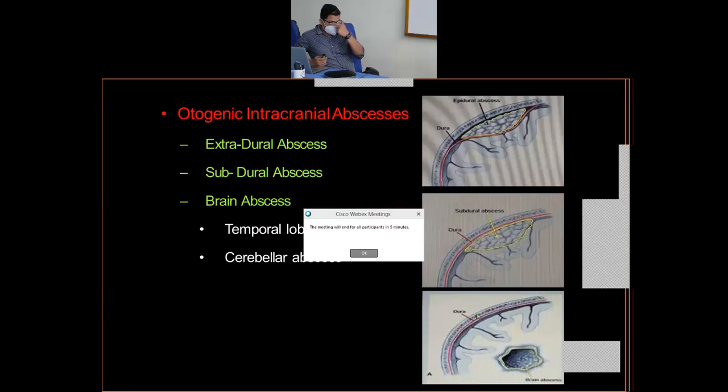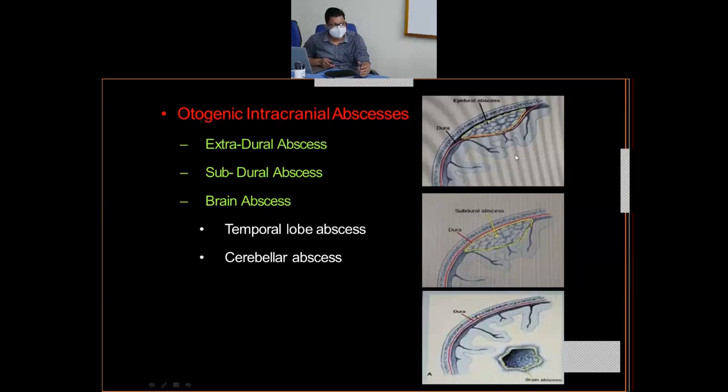And then after meningitis, we'll continue with the abscesses. If the abscess collection is outside the dural layer, it's called extradural abscess. As you can see in the first picture, the abscess collection beyond the red line, that is the dural layer, is extradural. If it's inside the dura, it's called subdural abscess. And there may be accumulation of abscess inside the brain tissue, that is brain abscess. It may be in the temporal lobe or in the cerebellum, so it may be temporal lobe abscess or cerebellar abscess.